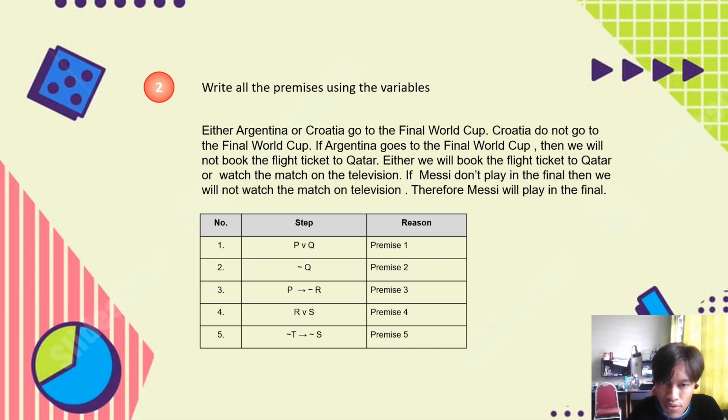And then "Croatia do not go to the final World Cup." This is a reverse statement of Q. So we must put a negation symbol at the front of the Q in number 2. This is a negation symbol that will show that the statement is a reverse statement of Q. And then, if Argentina goes to the final World Cup, then we will not book the flight ticket to Qatar.